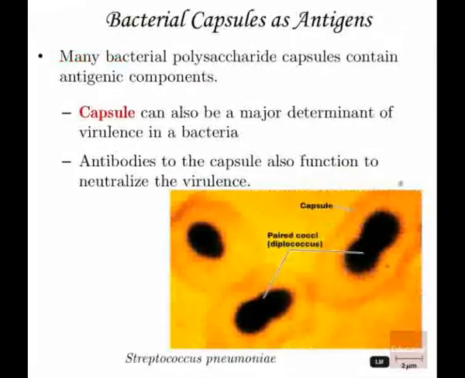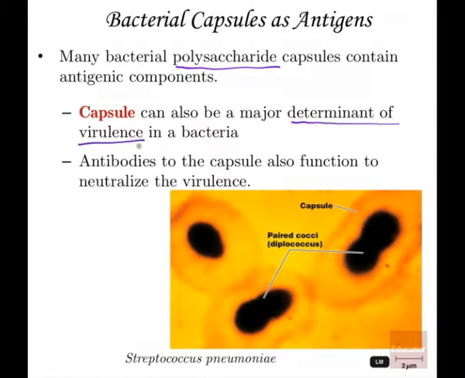Okay. So what about the capsule? Let's talk about the capsule. Now, the capsule serves several different kinds of function in the bacteria. So these capsules are generally composed of polysaccharides. Now, again, what is a polysaccharide? It's a very long chain carbohydrate. It's a complex carbohydrate. And these capsules can contain antigenic components. But also, the capsule can also serve as a major determinant of virulence. So what is virulence?